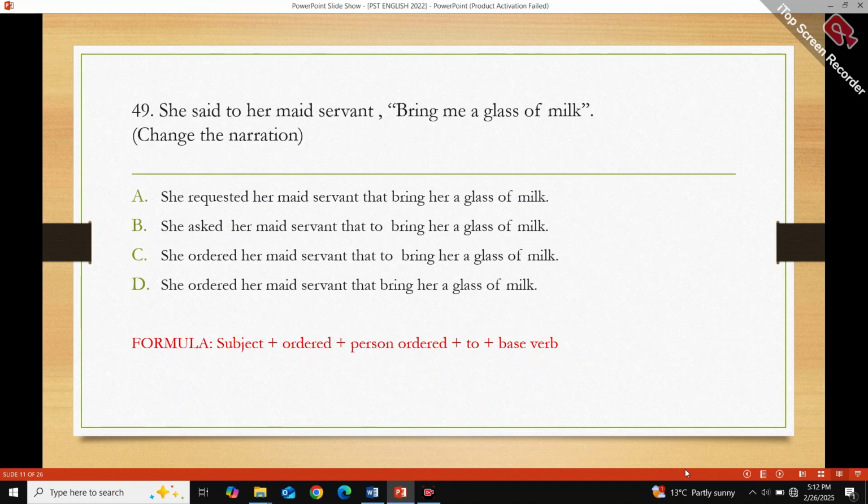So here option D is the correct one. She ordered her maidservant to bring her a glass of milk.